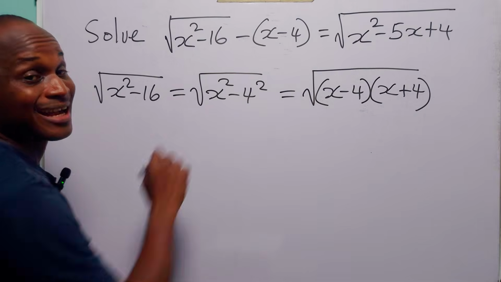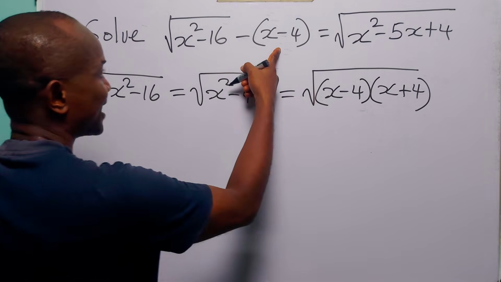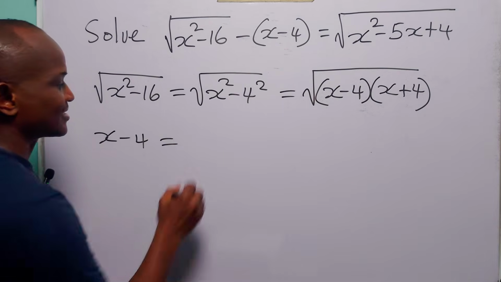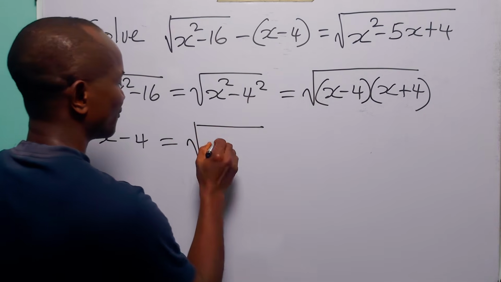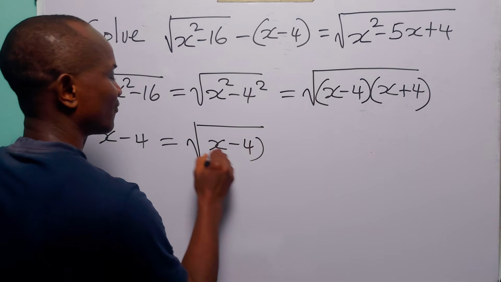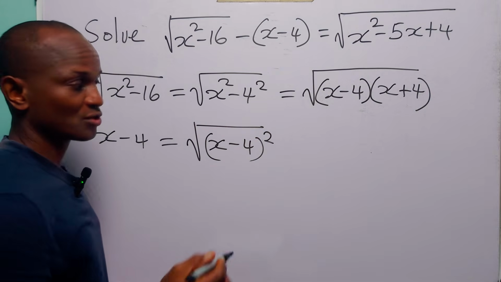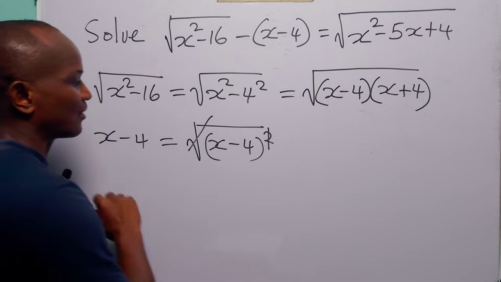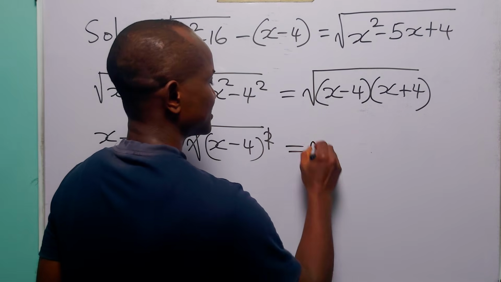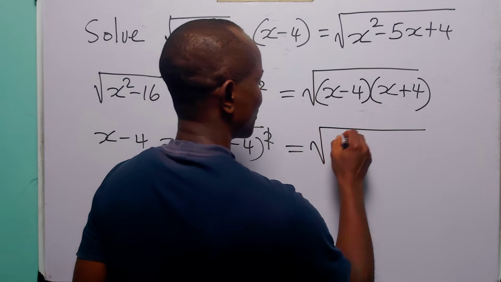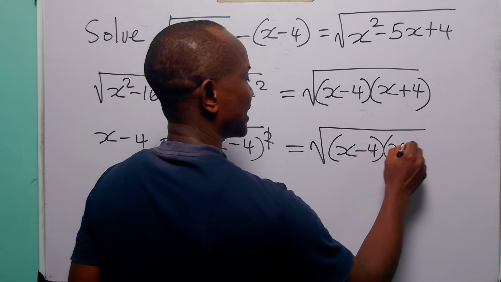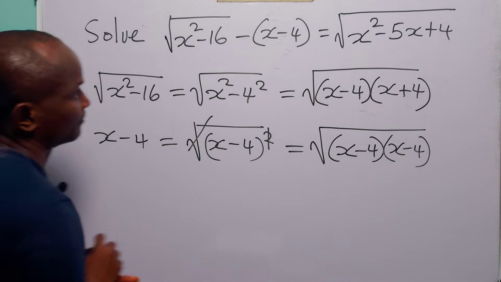Now, let us look at the second term. We can write x minus 4 as the square root of x minus 4 squared, because of course you know that this is going to take care of that. Now in this form, this is simply the square root of x minus 4 multiplied by x minus 4.